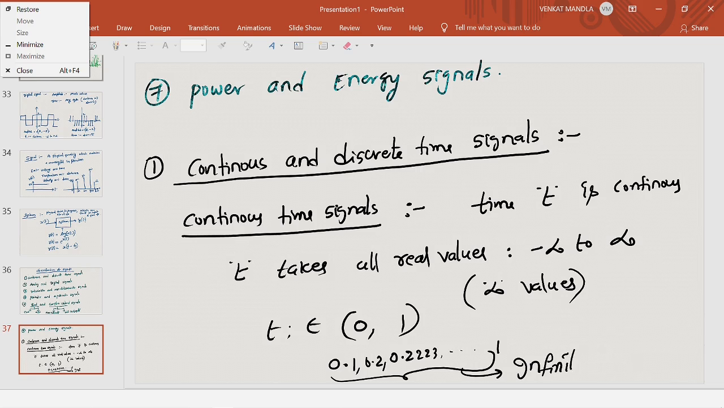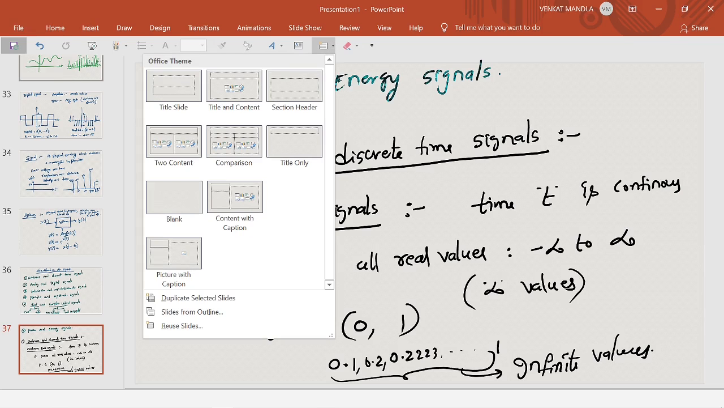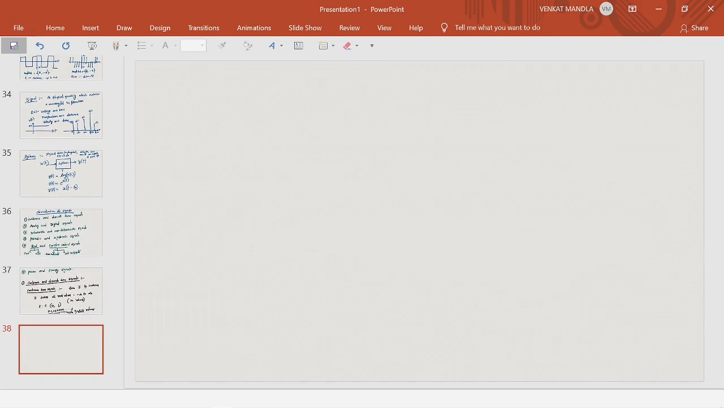Okay, that is the meaning of continuous time. If I mention continuous, the time takes all values, integer or non-integer values, all real axis values. Okay, so I will give you an example. Example of continuous time.